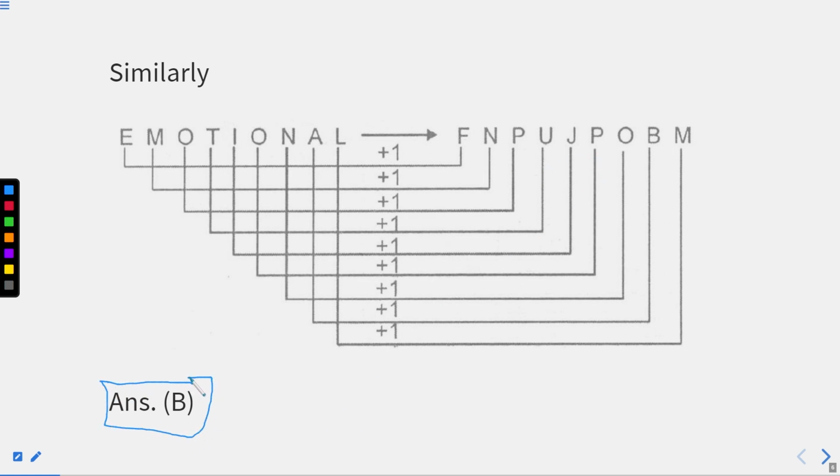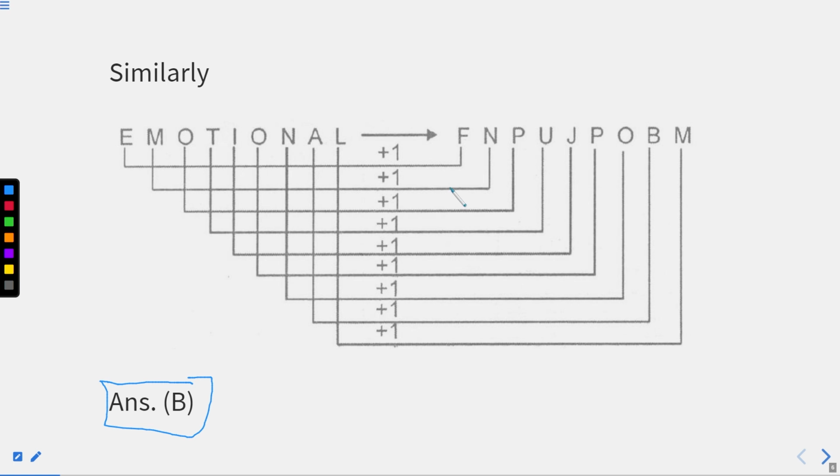Okay, I hope the question is clear and the method is clear. The only thing they are doing here is moving a step forward in the alphabet. Like after E we have F, after M we have N, after O we have P. In a similar manner, they have coded the complete word emotional. Okay, I hope this concept is very clear to each and every one.